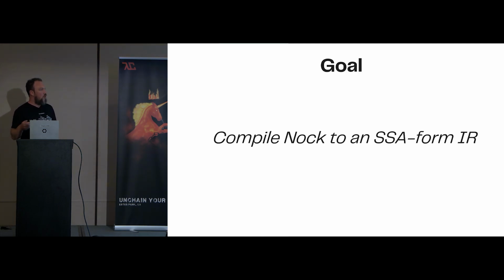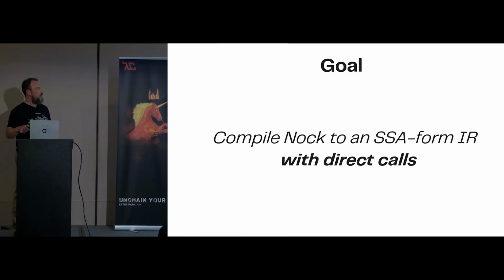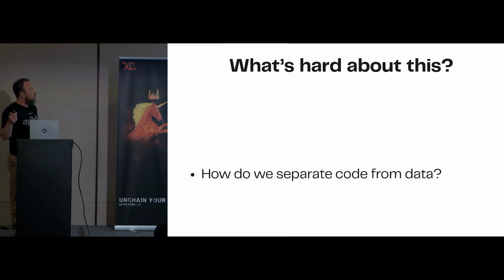Okay, so we're going to change our goal slightly to account for this and say we're going to compile Nock to an SSA form IR with direct calls, meaning that we know what our call targets are at compile time. Otherwise, it's hopeless. We can't solve that problem. So what's hard about this?